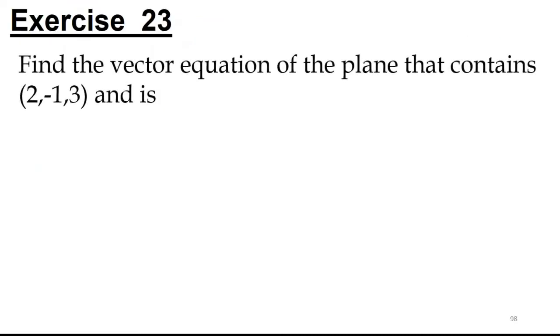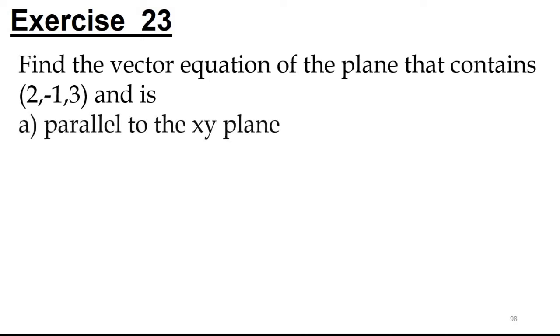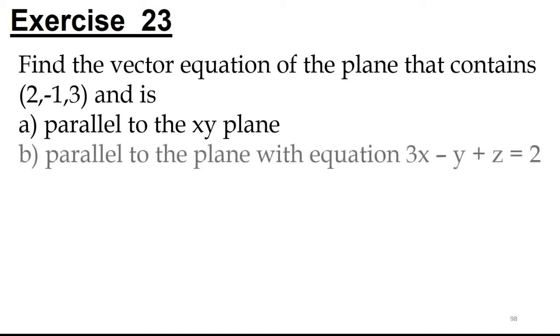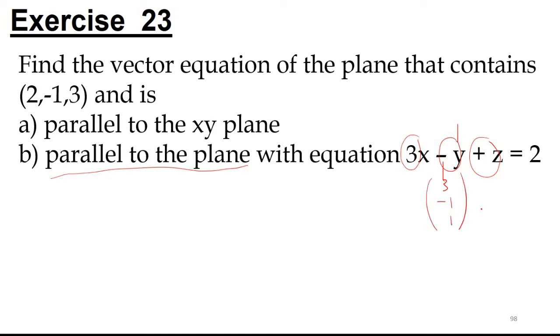Find the vector equation of the plane that contains (2, -1, 3) and is parallel to xy plane. Yang ini pula dia parallel to XY plane. Okay. And then yang B pula dia nak awak cari bila dia parallel dengan plane. Yang ni tadi yang macam tadi lah. Okay. Parallel to other plane. So bila dia parallel to other plane, ingat kita akan ambil normal plane ini. Ini normal dia. 3, -1, 1. Okay. Ini normal.